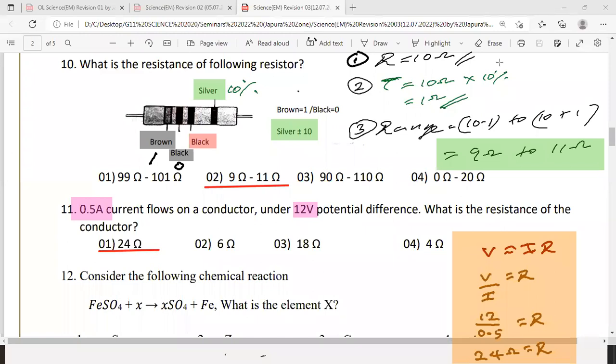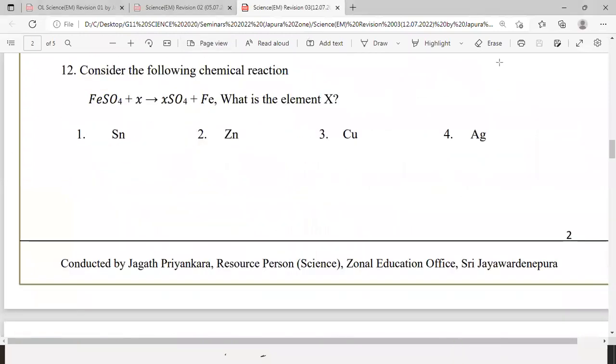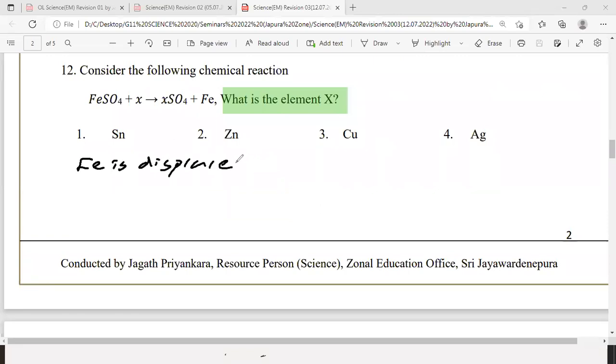I'll read the screen. Question number 12. Consider the following chemical reaction. What is the element X? Now you can see here, iron has been displaced by X. Iron is displaced by X. That means X has to be more reactive than iron.